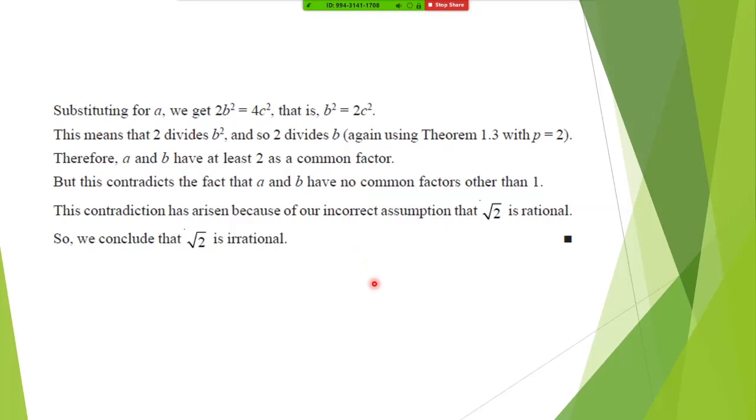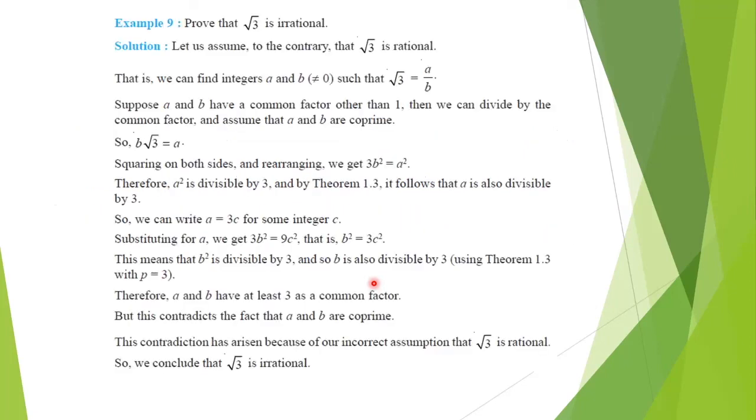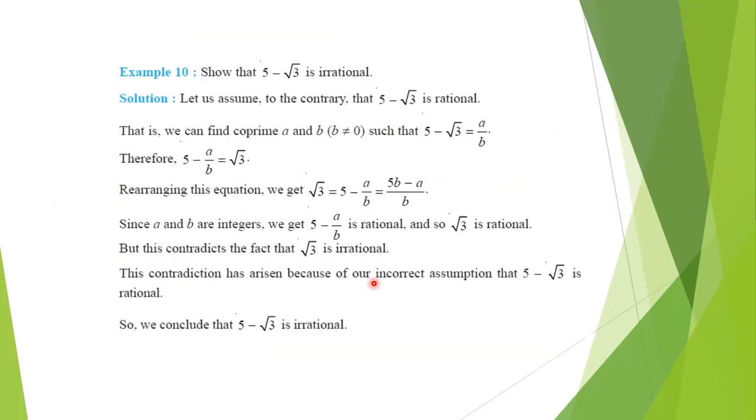Remember, these sums you have to practice very properly. There is no shortcut. You have to write the steps properly and get those 4 marks or 3 marks. It has to be done. Now, same way, prove that root 3 is irrational. These are all from your textbooks. I'd rather do this one. Show that 5 minus root 3 is irrational.